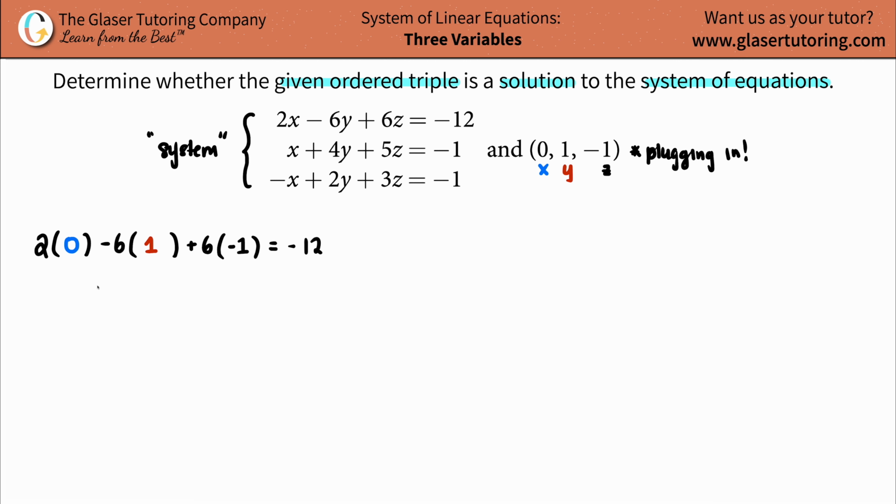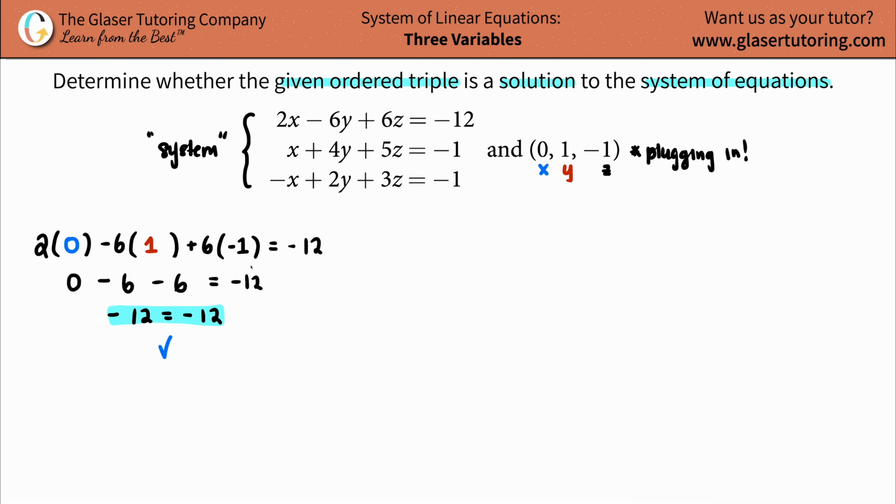Okay, let's see if this makes sense. So 2 times 0 is 0, minus 6 times 1 is 6, 6 times a negative 1 is a negative 6. And does that equal negative 12? Let's see. Negative 6 minus 6 is negative 12. Oops, and this should be a negative 12. Negative 12 equals negative 12. So this one is a big check. This makes sense.